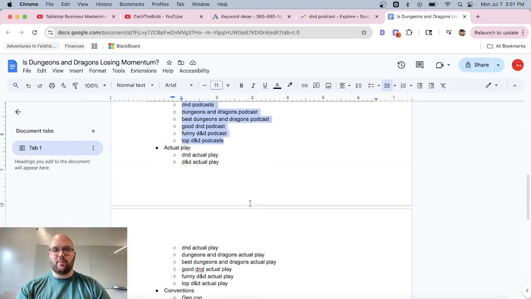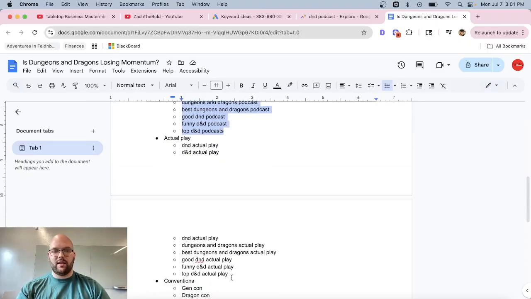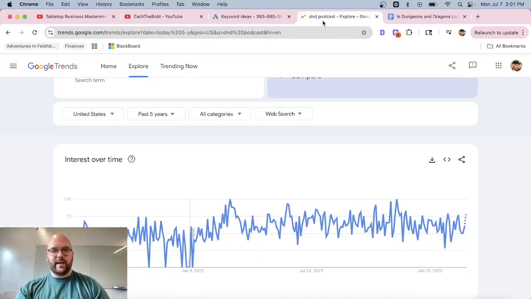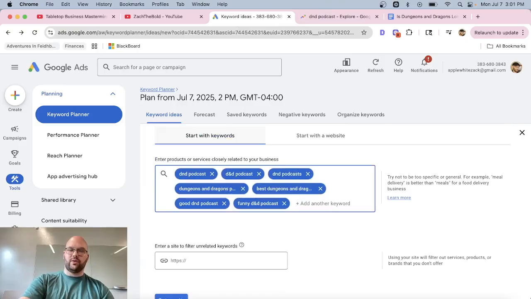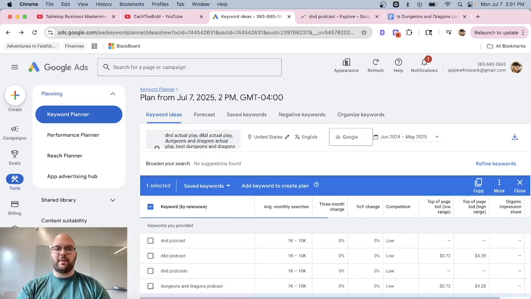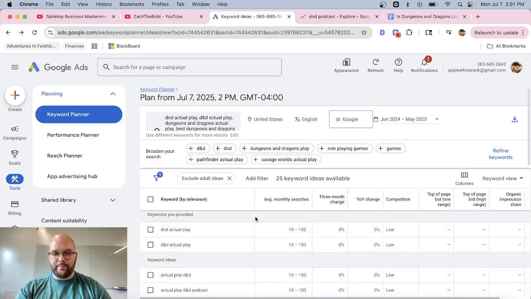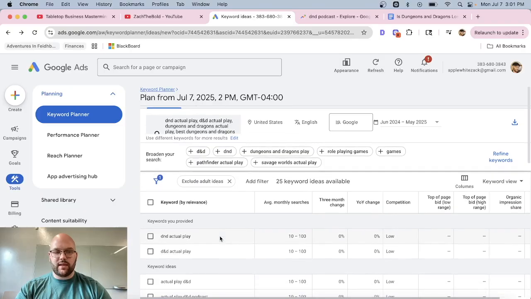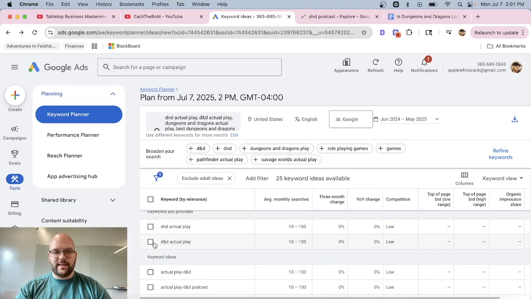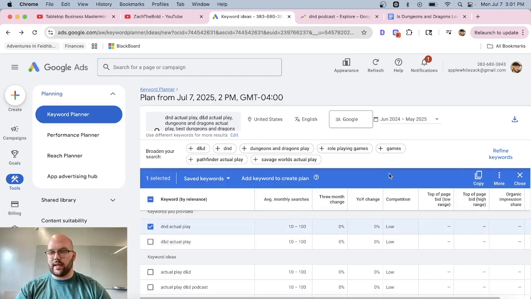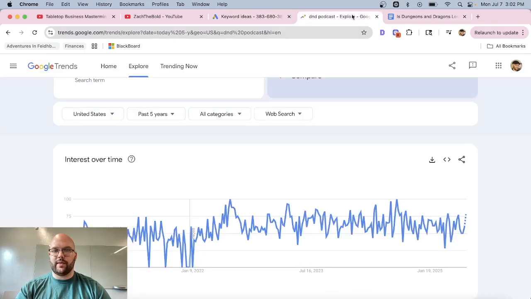All right, we got a couple more we're going to look at. We're going to look at actual play and conventions. I wish we had more data, and I'll talk about that in a moment, because there's a lot that we're not able to look at here, and a lot we're not going to be able to look at until the end of the year. All right, so it pulled the keywords we provided and basically said the only one worth looking at is D&D actual play. So we're just going to pop that one keyword in.